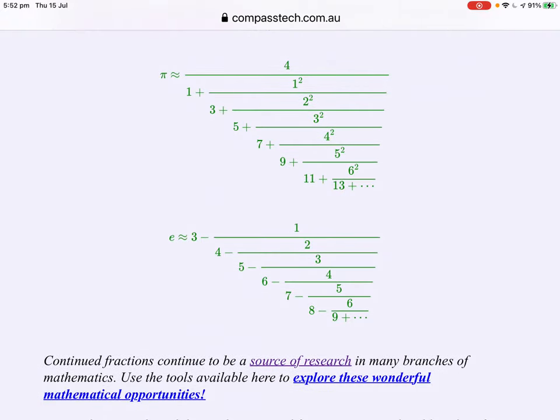Have a look at these two. So pi, another version of the continued fraction of pi, is given here, and there are multiple versions. Look at the first, the lower sequence of numbers, the denominators, 1, 3, 5, 7, 9, 11, the odd numbers. And the numerators, we begin with a 4, but then 1 squared, 2 squared, 3 squared, 4 squared, and so on. Suddenly pi becomes predictable. It becomes able to be calculated to any degree of accuracy you like.